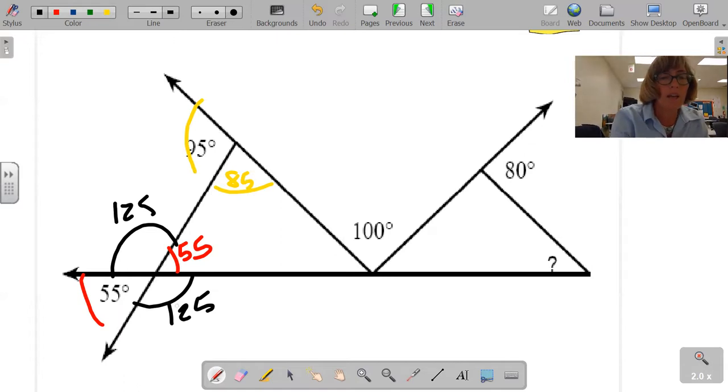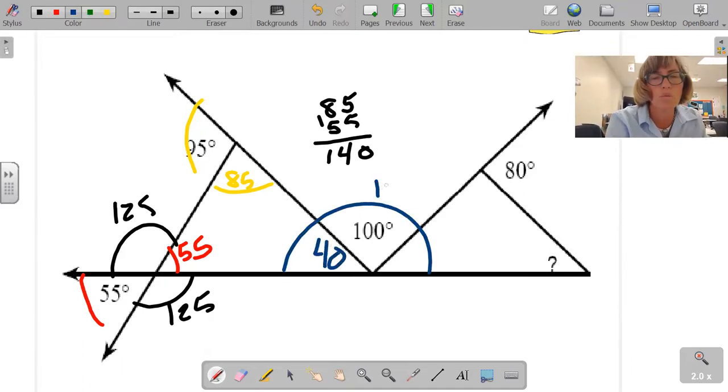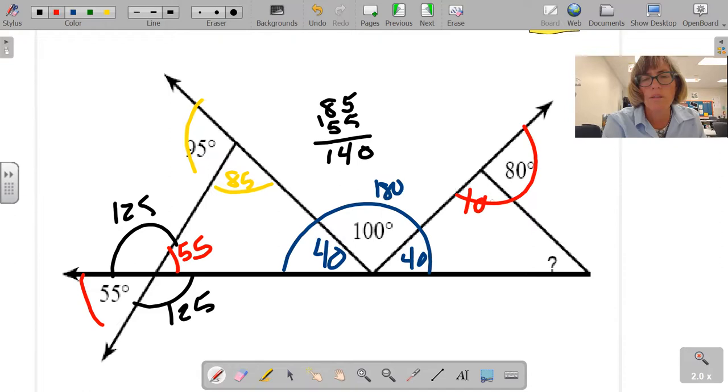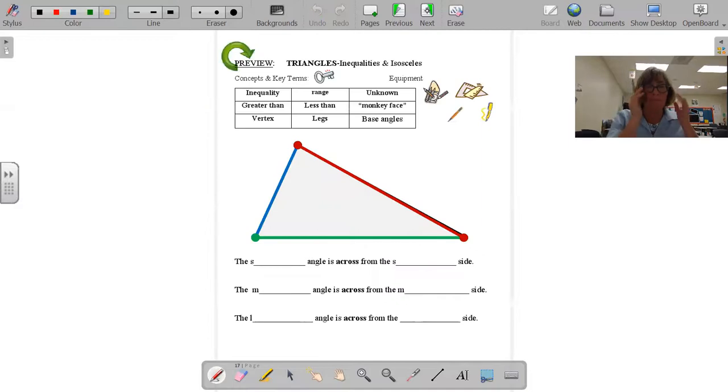You add 85 and 55. Get 140, take it away from 180, and you're going to get this as 40. This is 180, which would make this here 40. That would make this here 100, which would make this to be 40. Check the ones you got correct. Make a little note of the ones that you did incorrect.